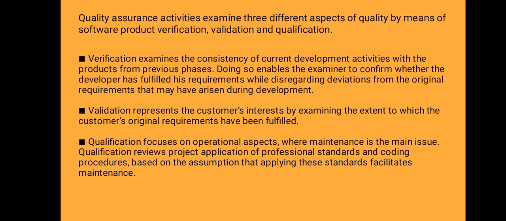We will explain the different aspects of verification, validation, and qualification for quality assurance activities. Quality assurance activities examine three different aspects of quality by means of product verification, validation, and qualification. Verification examines the consistency of current development activities with the products from previous phases. Doing so enables the examiner to confirm whether the developer has fulfilled the requirements while disregarding deviations from the original requirements that may have arisen during development.